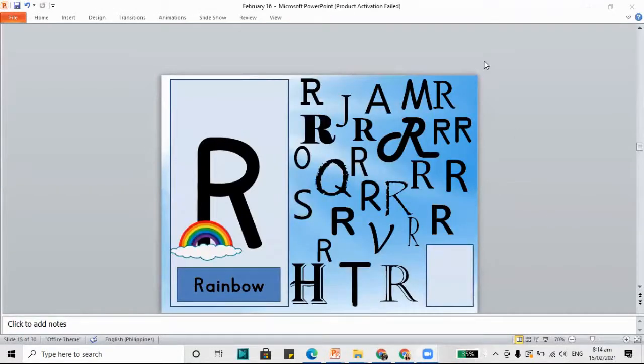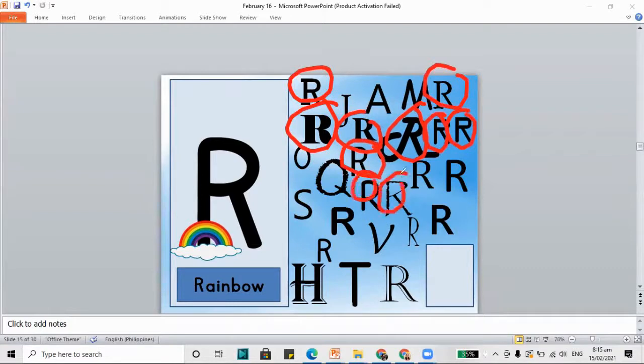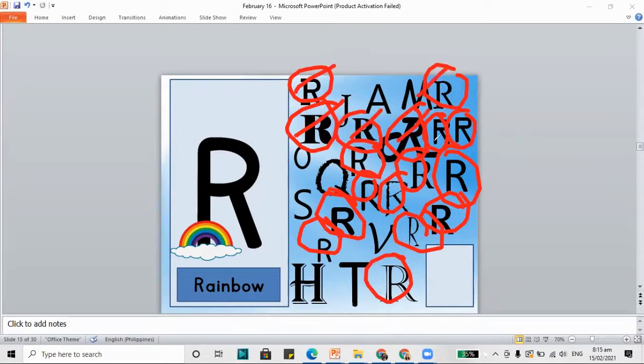And how about the letter R for the rainbow? Let's circle all the letter R's on our screen. Let's see how many letter R's can we find on our screen, and let's count them all. After circling all the R's, let's see how many letter R's do we have. Let's count. 1, 2, 3, 4, 5, 6, 7, 8, 9, 10, 11, 12, 13, 14, 15, 16, 17. There are 17 R's and R is for the rainbow.